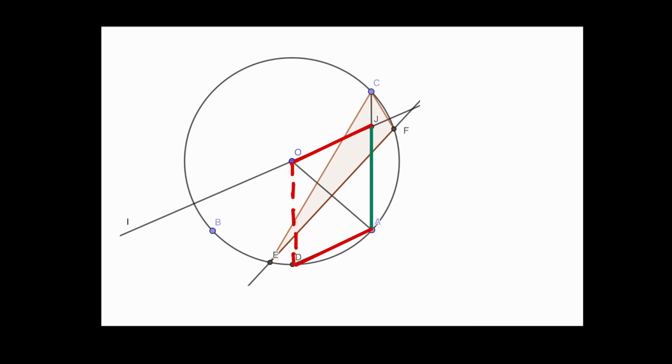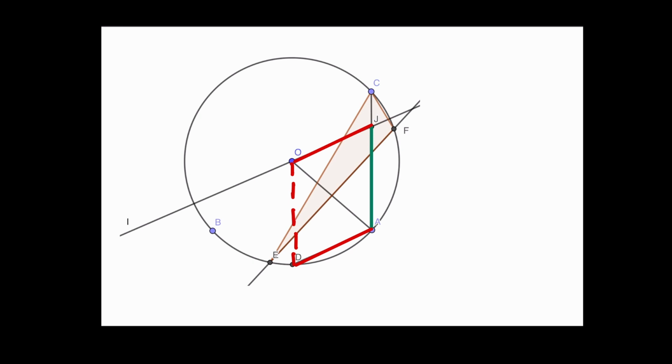Notice if we prove OD is parallel to JA, we are done, because OJ is already parallel to AD, it's given in the problem. If you prove OD is parallel to AJ, then opposite sides are parallel, which means it's a parallelogram, something we have covered in this channel. So we just have to show it's a parallelogram. That will force OD to equal JA, which is what we have to show. In other words, JA is the radius.